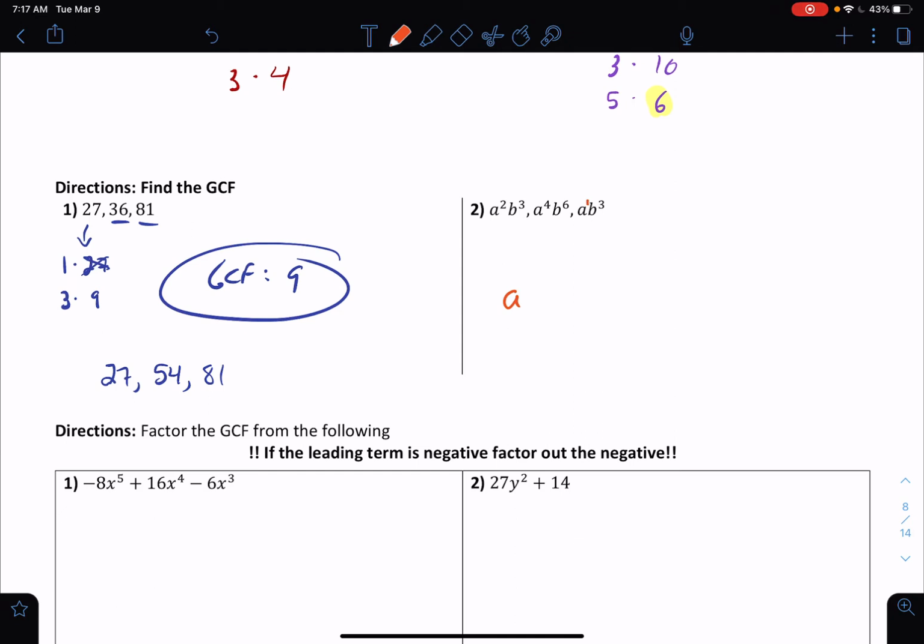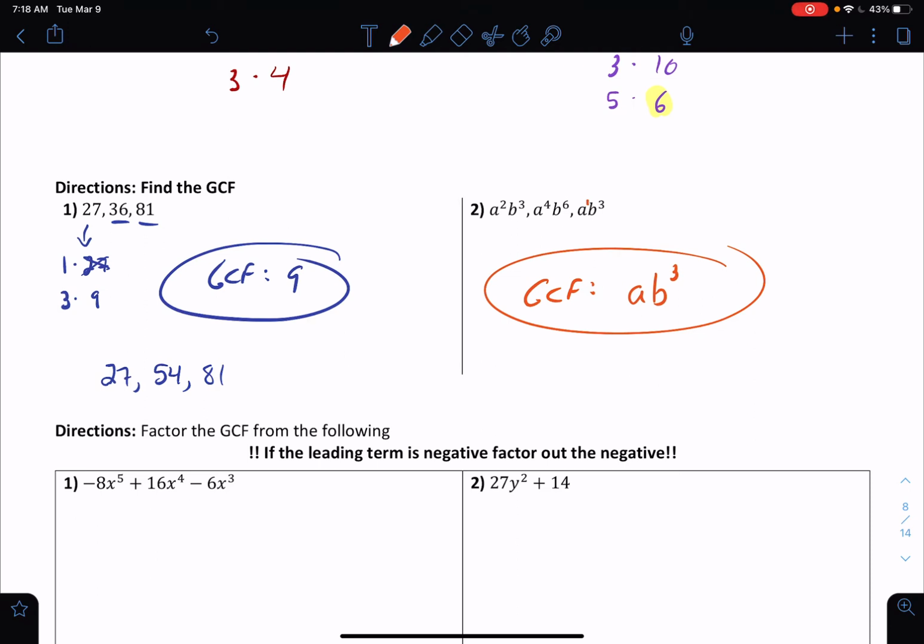Now, how many b's do they have in common? The first factor is b to the third. Second factor is b to the sixth. Third factor is b to the third. Okay, so what is the least amount that they have in common? What does it have to give? Well, the first and the last factor only have b to the third to give, and then they run out of b's. So we're looking for the smallest exponent on our variables. That's what we can pull out for the greatest common factor. So the greatest common factor of all of these is a b to the third, because that's at most what these factors can give.